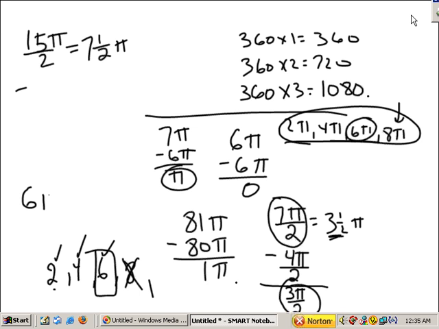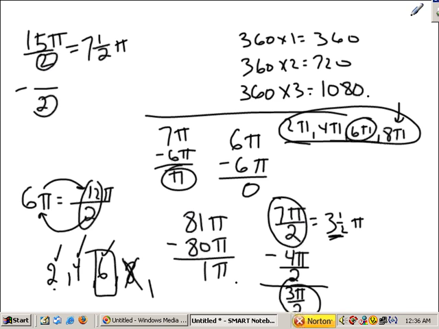But you'd rather write 6 pi with the 2 in the bottom, because in subtraction, you'd like for the denominators to be the same. 2 times 6 pi is 12 pi. 12 pi divided by 2 is 6 pi. 12 over 2 is 6. So you take away 12 pi over 2. The denominator is the same. 15 pi minus 12 pi is 3 pi. There's the answer. 1.5 pi. 3 pi over 2.